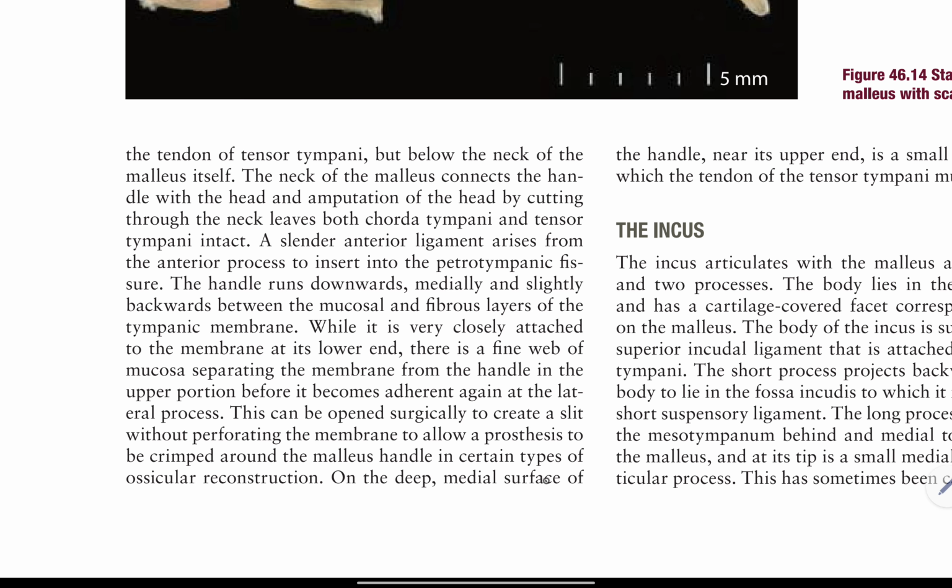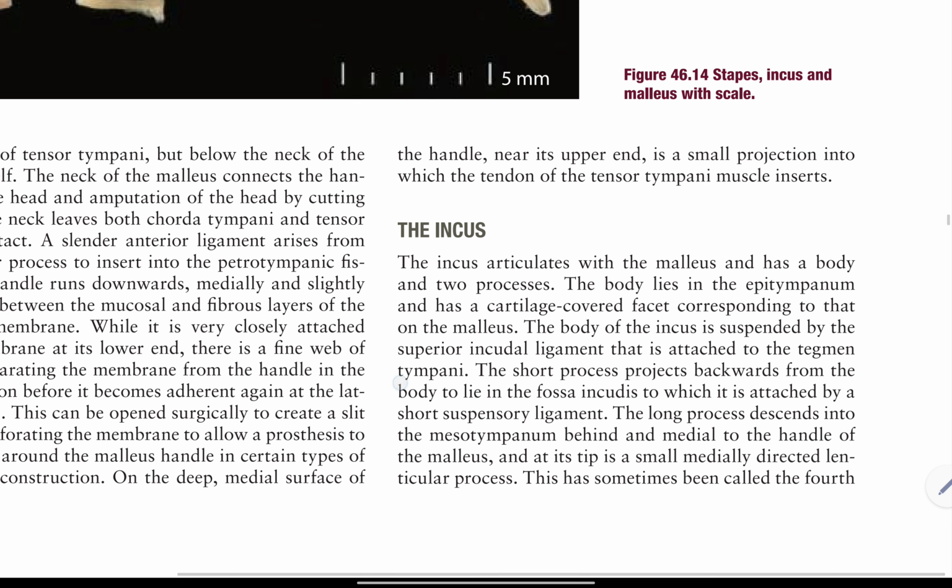On the deep medial surface of the handle, near its upper end, is a small projection into which the tendon of the tensor tympani muscle inserts. The incus. The incus articulates with the malleus and has a body and two processes. The body lies in the epitympanum and has a cartilage-covered facet corresponding to that on the malleus.